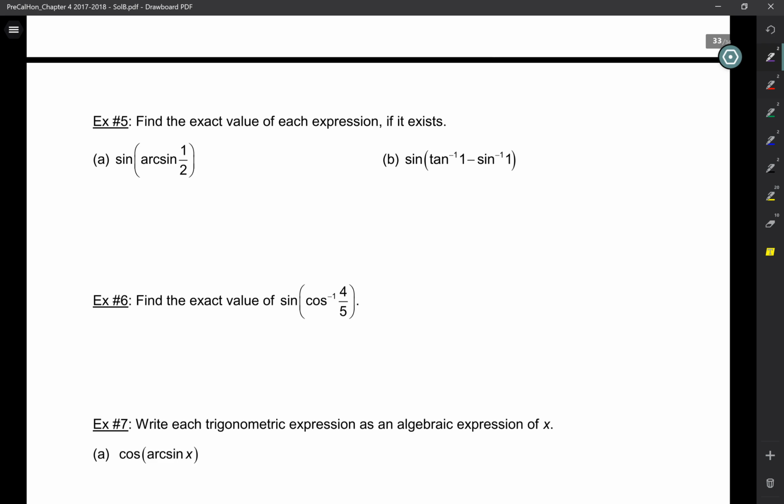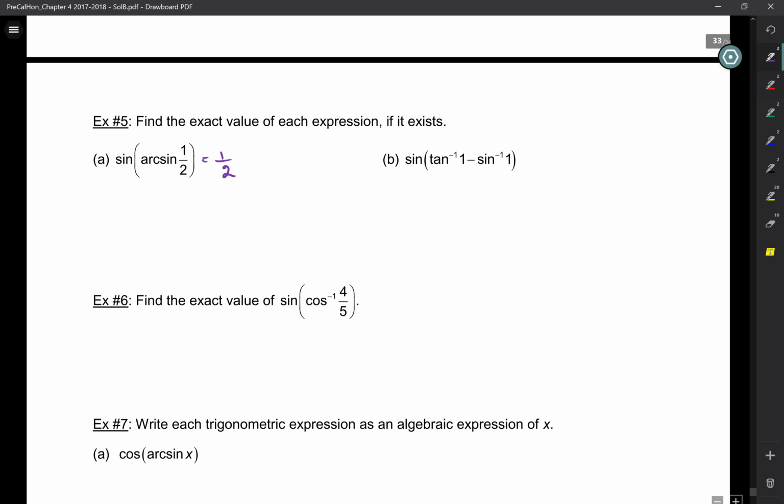Sine and arcsine, a function and its inverse, cancel each other out. Remember how we verify functions are inverses in algebra 2? f of g of x has to be x, and g of f of x has to be x. So f of f inverse has to be x. So this is just 1/2.